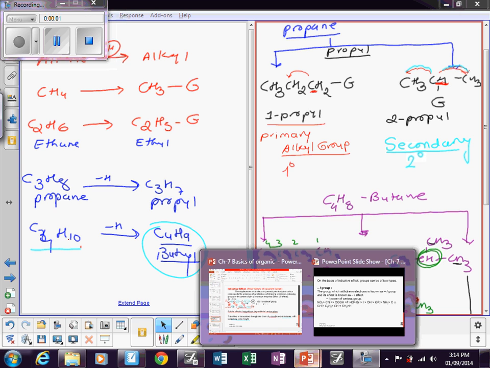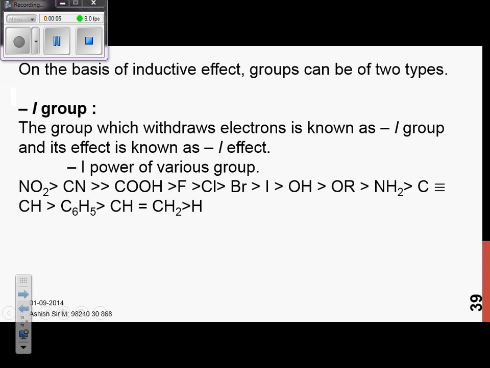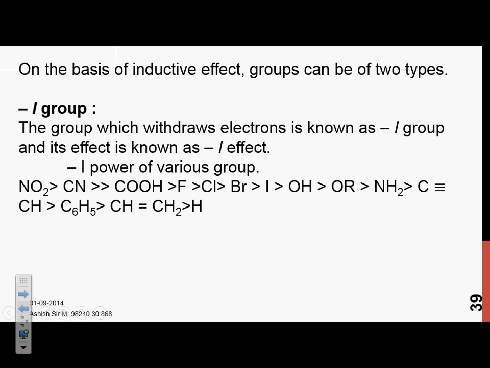So we'll continue with our inductive effect. That was the first part I told you. There are two kinds of inductive effect. One is negative inductive effect, which we have done. In negative inductive effect, they pull the electron pair towards itself, and that effect is spread in the carbon chain. We know about that.